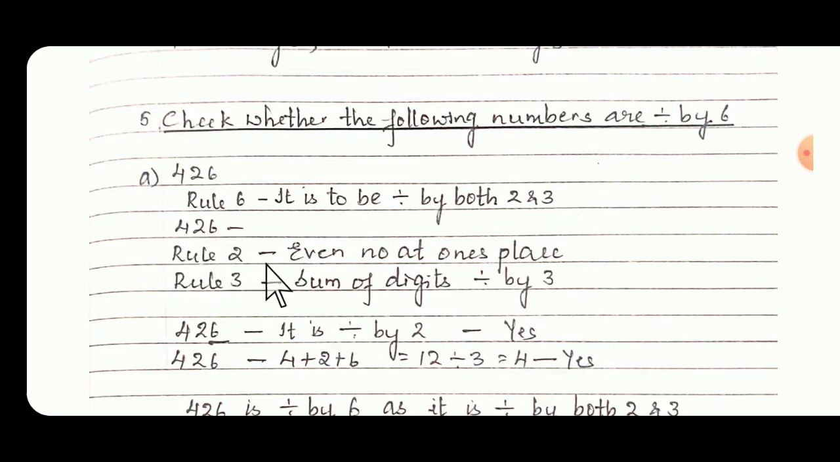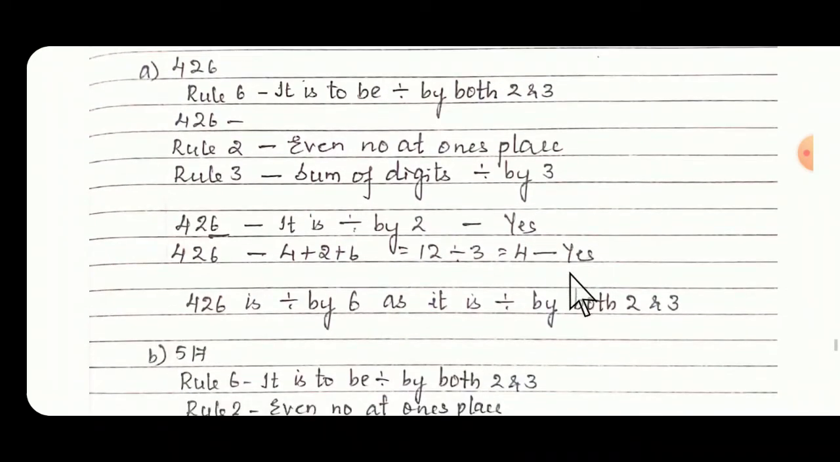426. Rule 2 says, an even number at the ones place. Rule 3, sum of digits to be divisible by 3. We have written the rules. So let us take the number 426. 6 is an even number, so it is divisible by 2. It is yes. 4 plus 2 plus 6, if you add, you will get 12. Again it is divisible by 3. Both are yes.